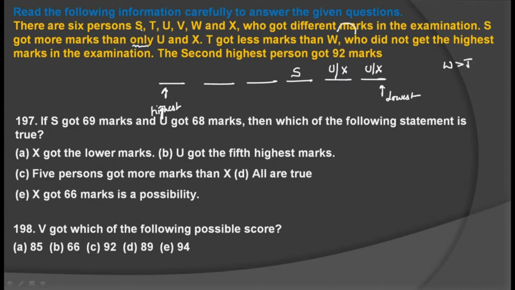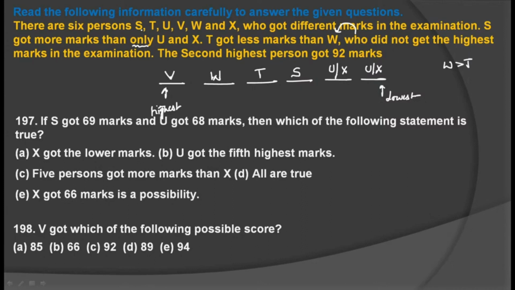Now, who is always represented as the previous person in the statement? So W did not get the highest marks in the examination, so W is not placed here. There is only one way we can place it: W here, T here. Now we are done with 5 persons, and we are left with only one person, B. Now we can say that the highest score in this particular comparison is B.